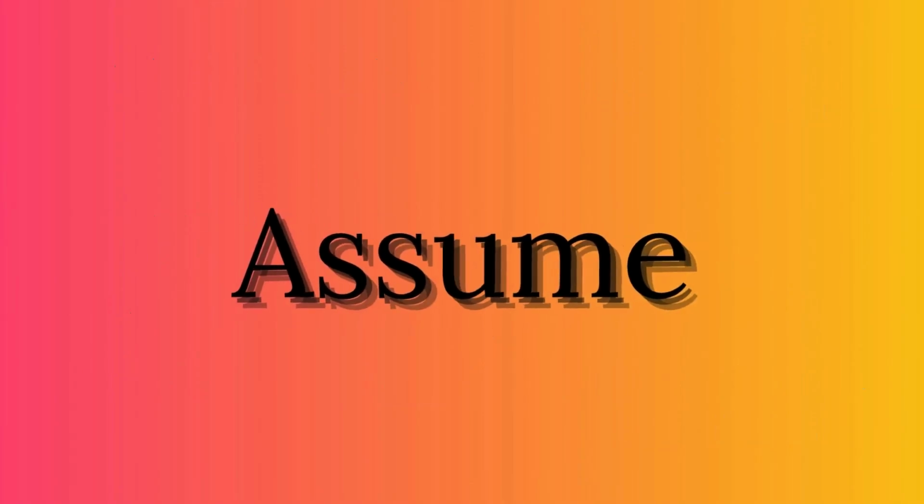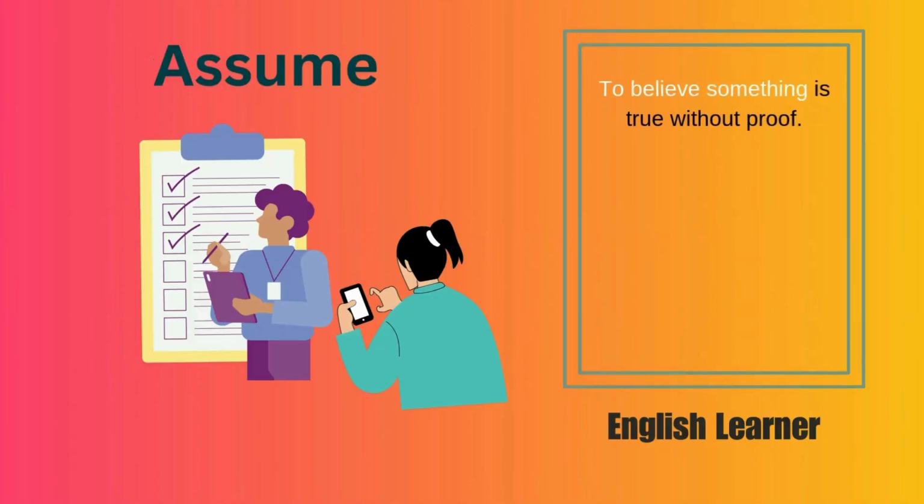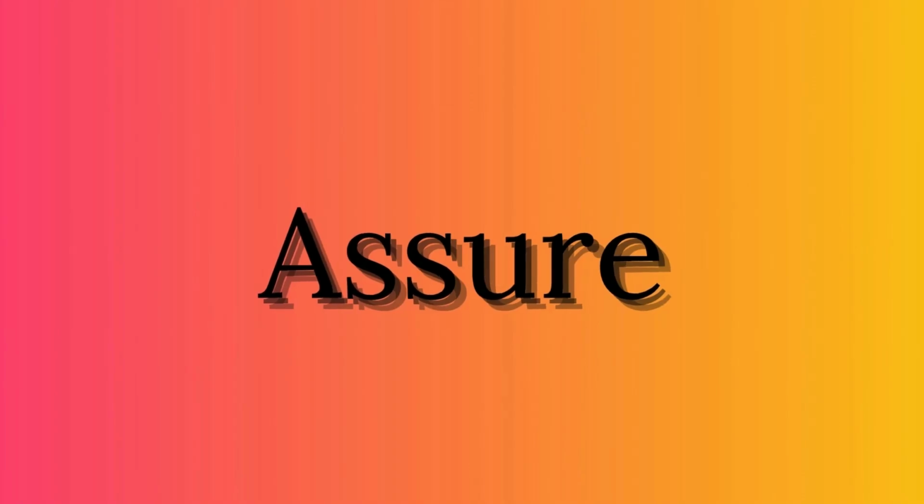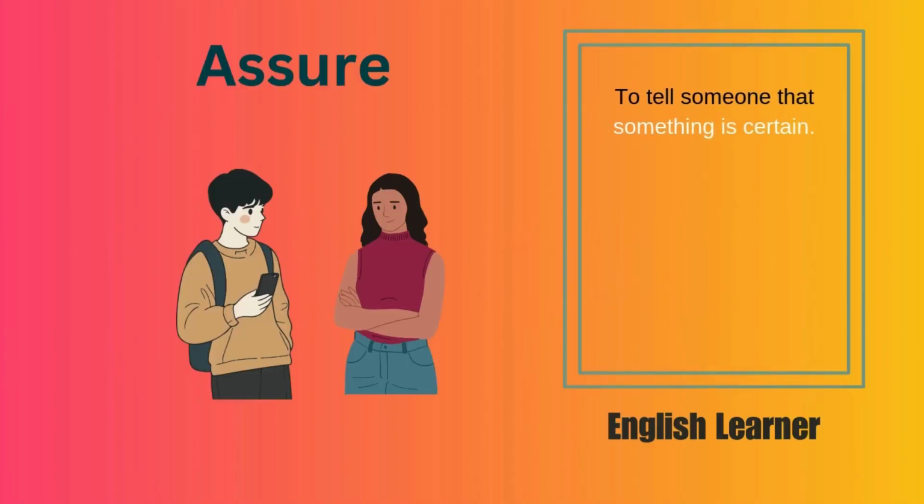Assume. To believe something is true without proof. Example. I assume that the meeting is still happening, but I will check. Assure. To tell someone that something is certain. Example. She tried to assure me that everything would be okay.